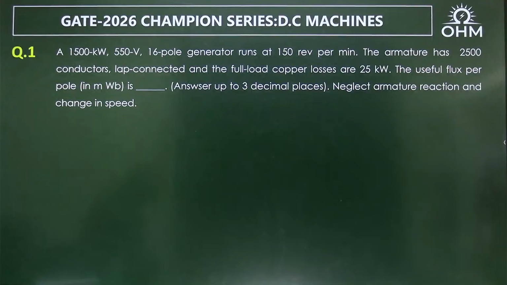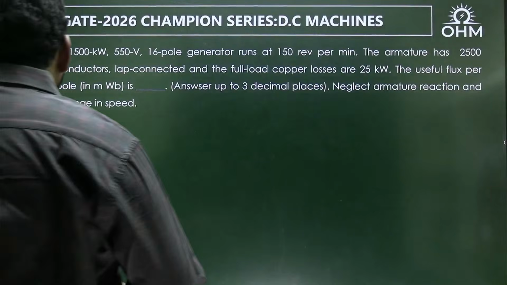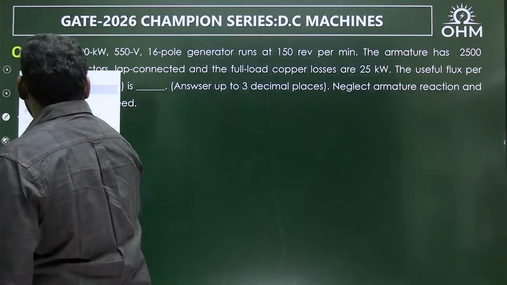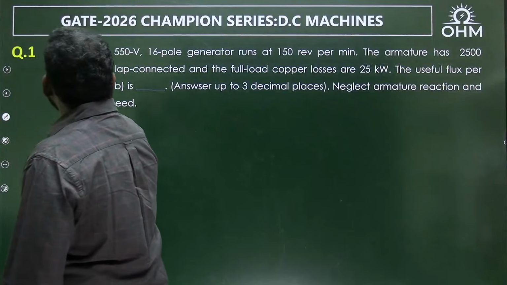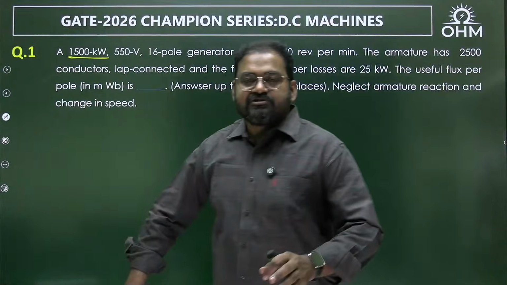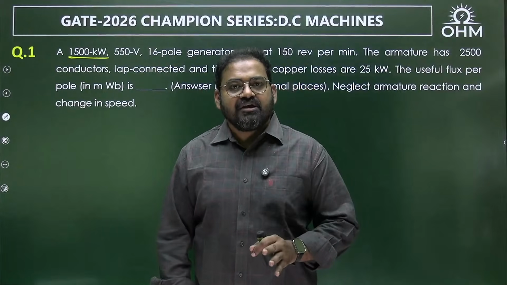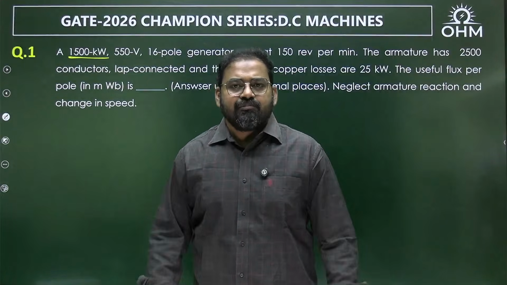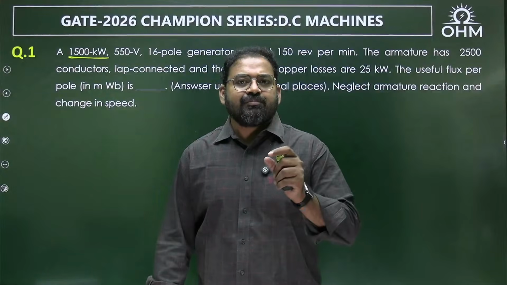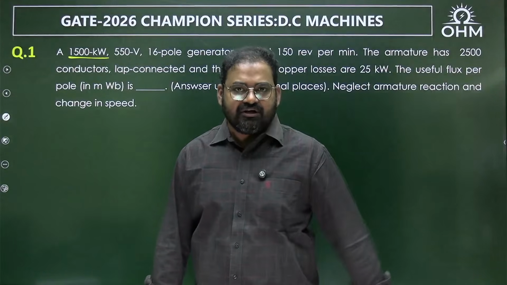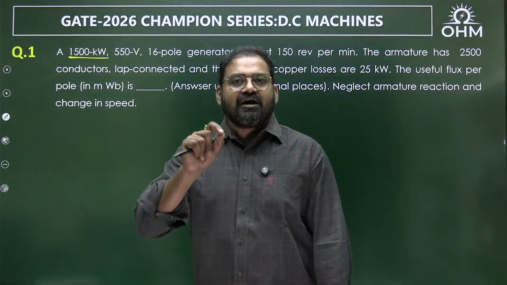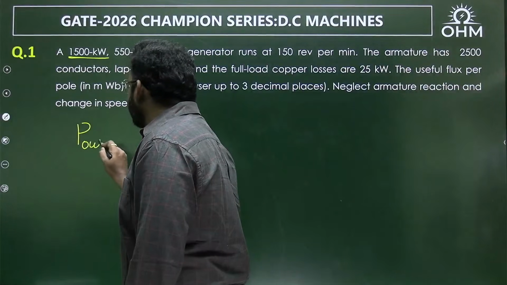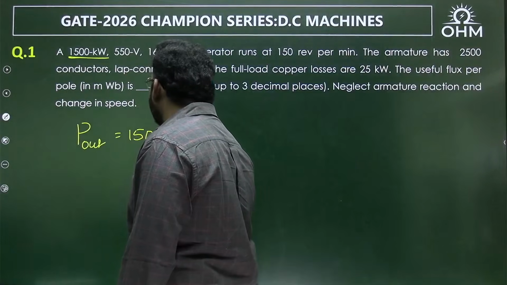First of all, it is a generator and it was clearly given the power rating of this machine. By default, the given power rating is always the output power rating. For any machine, be it a generator or motor, the given power rating is always the output power rating, that too under full load condition. So the output power of this machine is equal to 1500 kilowatt.